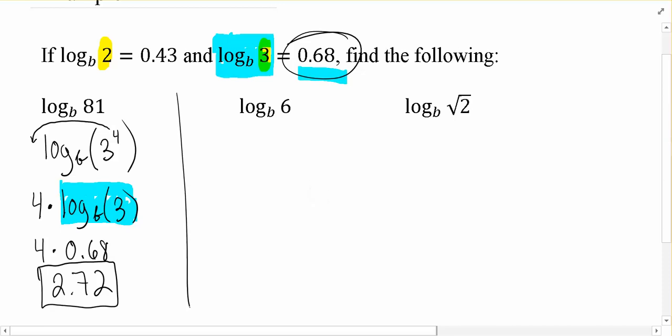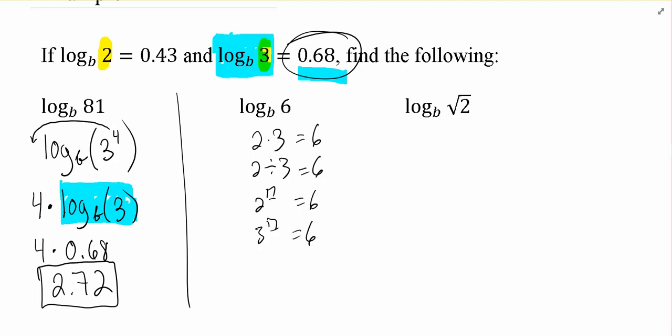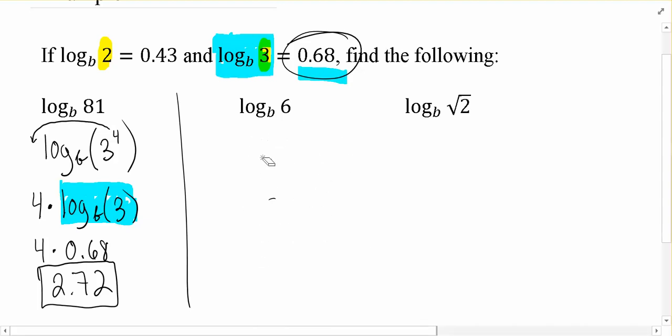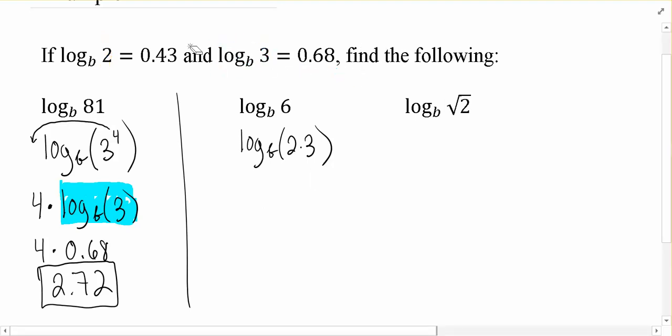So as I look at my second example, I again want to say, is it 2 times 3, 2 divided by 3, 2 to a power, or 3 to a power to get 6? And hopefully it's clear that the 2 times 3 works really well here. So I'm going to start off by rewriting this as 2 times 3. Now again, I can't do a substitution yet because I don't have log base b of 2 and I don't have log base b of 3. I have log base b of 2 times 3. So I need to use a property of logs to rewrite this as log base b of 2 plus log base b of 3.